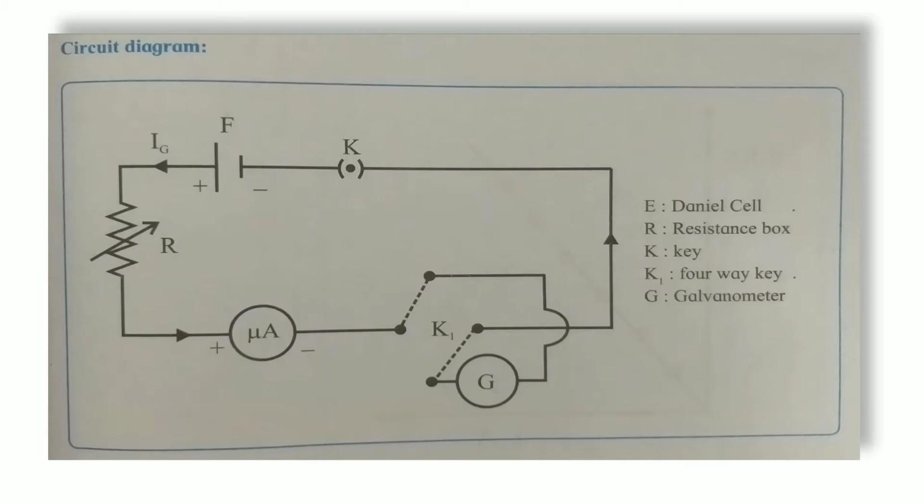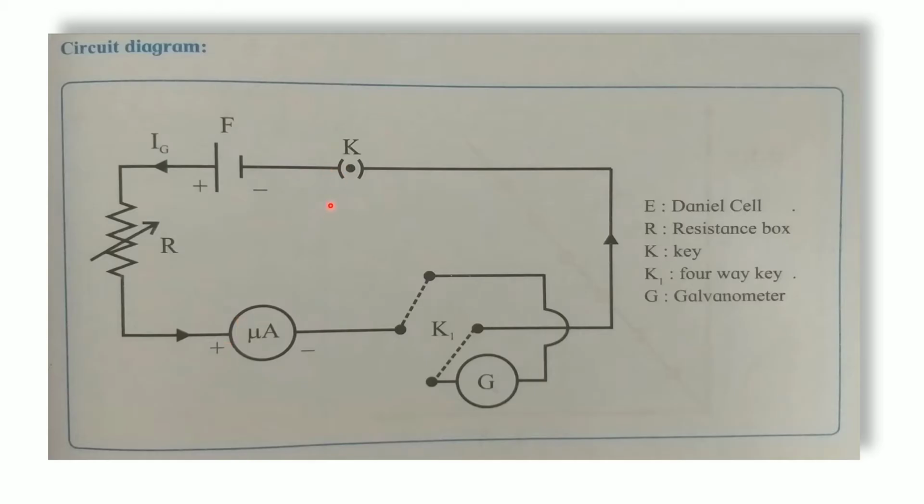This is the circuit diagram given in your handbook, which you have to refer to while making the connections. This is the battery box which supplies the current in the circuit. Then there is the high resistance box, which is used to vary the resistance, that is the current in the circuit, to change the readings. Then this is the microammeter, which is used to find the current flowing through the galvanometer.